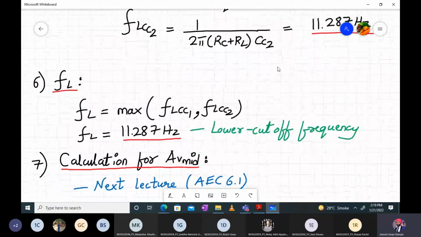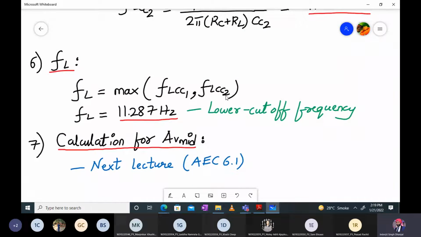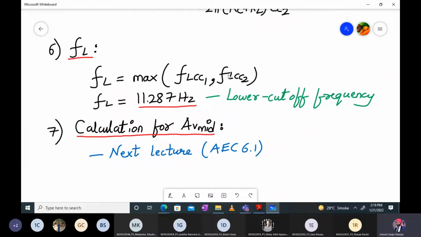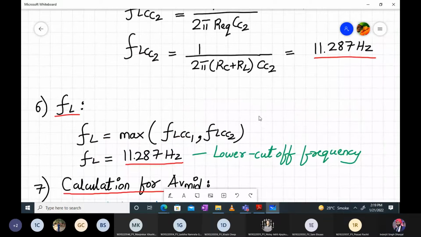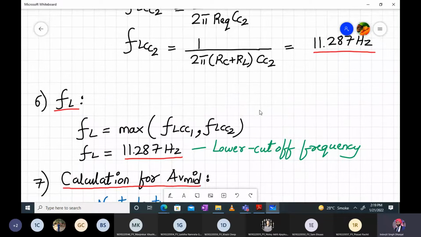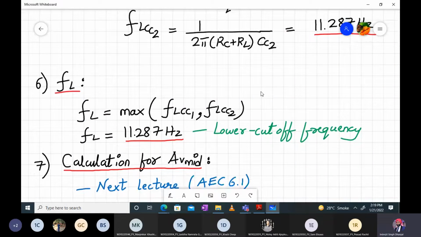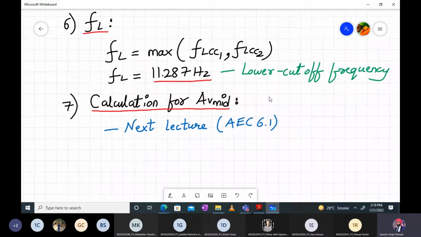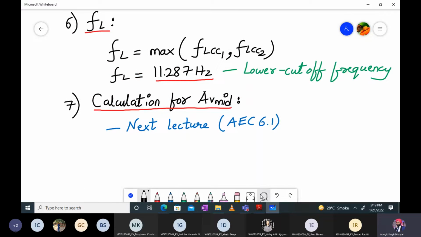And finally, we found out the value of FL, the lower cutoff frequency, which was the higher maximum value compared to FL of CC1 and FL of CC2. So it was supposed to be 11.287. That is what we left in the last lecture. So today we are going to start with the calculation of AV mid, the midband voltage gain.